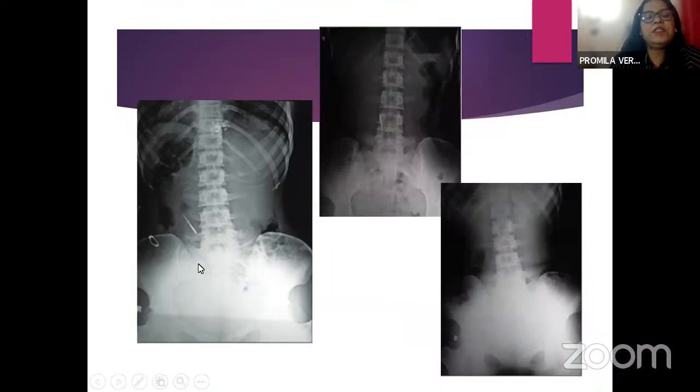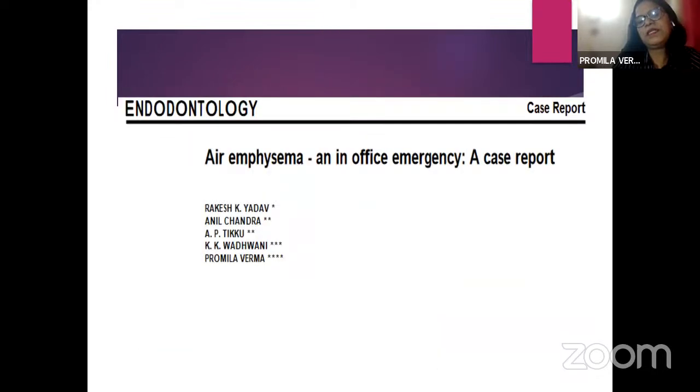And you can see that in due course of time, it passed through the alimentary canal and passed out in the feces. The patient was very much assured, and the X-ray showed that there was complete removal from the alimentary canal.